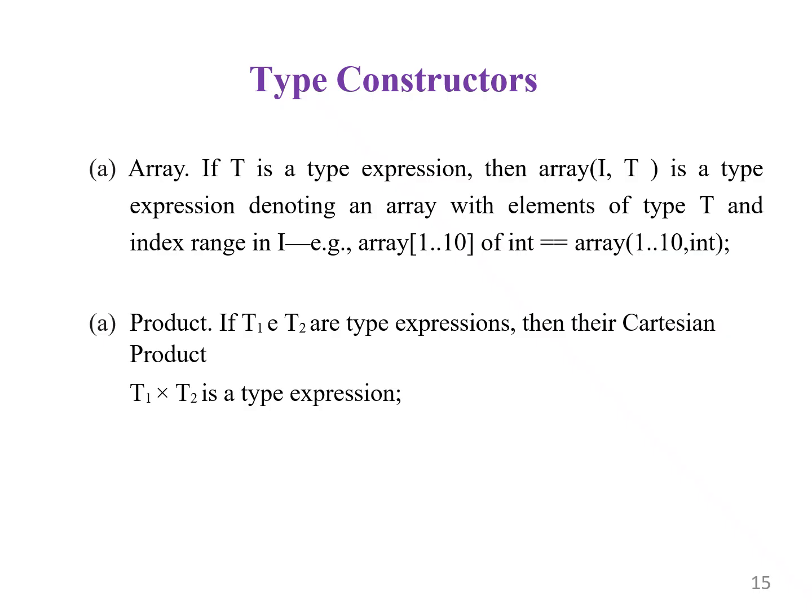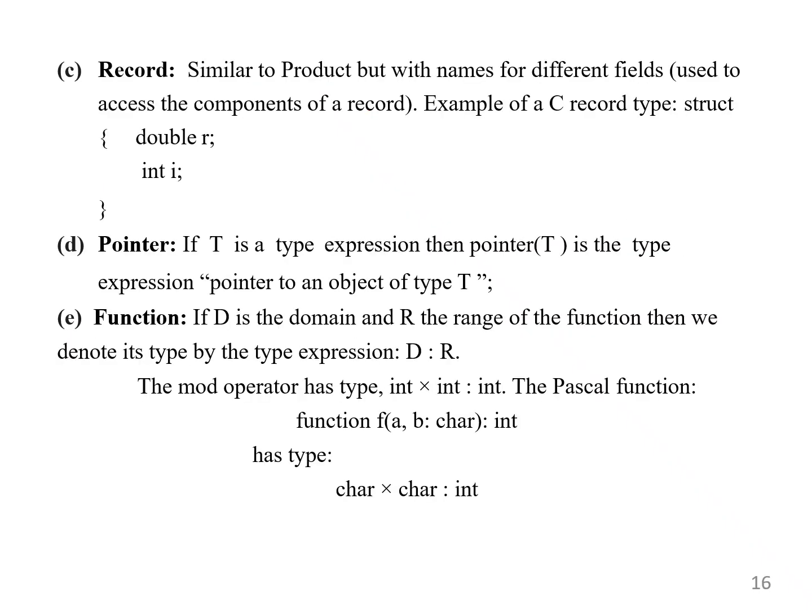Next is the record, which is similar to the product, but you can access the components of the record. Different fields of the record can be accessed with a particular name. This comes under type constructors. Next are pointers, which means that if you are using a type expression t, then it should follow the rule of pointers. Last is the function. If D is the domain and R is the range, then it should be of the type expression D colon R.